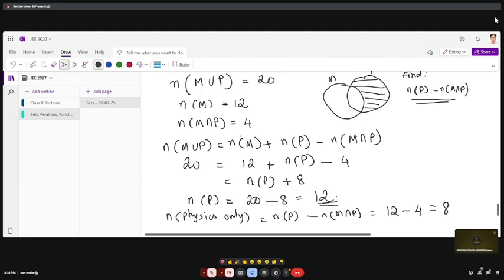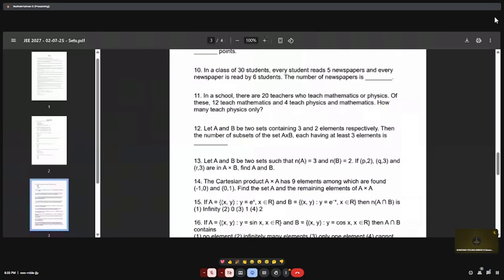Next problem. We are on problem number 12 now. Let A and B be two sets containing 3 and 2 elements respectively. Then the number of subsets of the set A cross B, the Cartesian product, we saw Cartesian product, right? A cross B, each having at least 3 elements. How many are there?